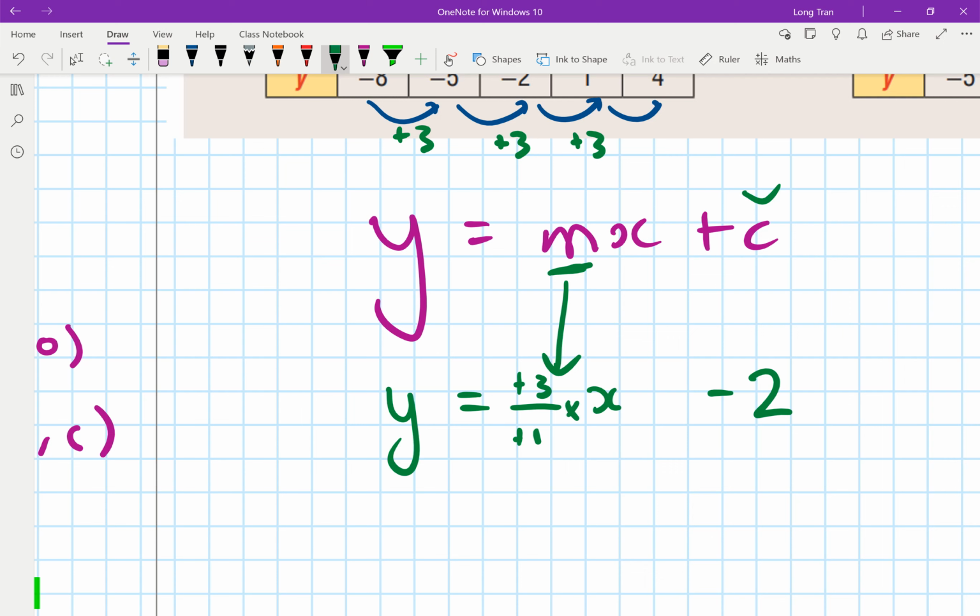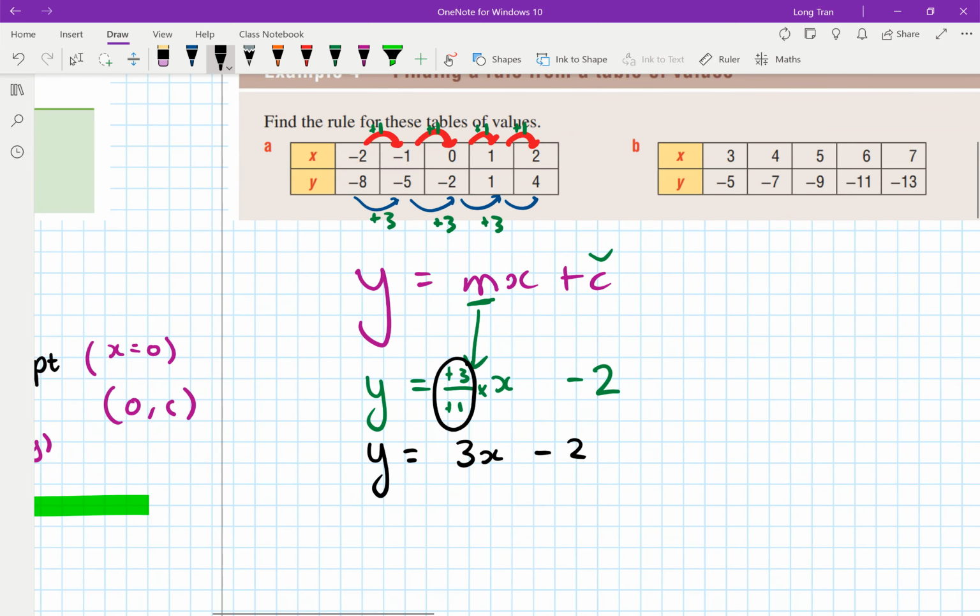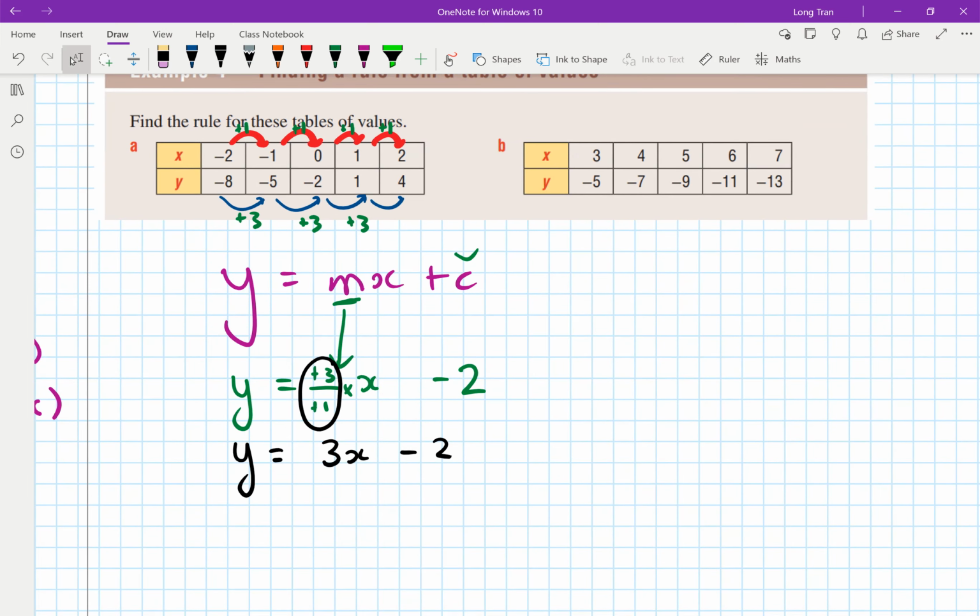So together, what is my equation? 3 divided by 1, right here, 3 divided by 1 is 3. 3 times the x is 3x. And we know it is minus 2. This is my rule. And that's what you're training in exercise 9c. We knew how to find this. It's when x is 0.